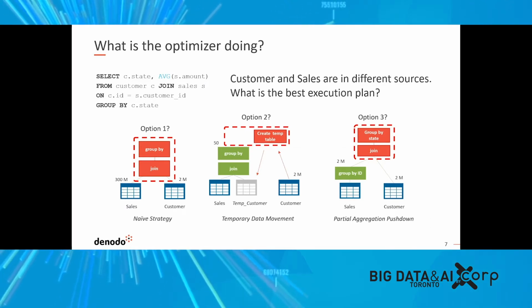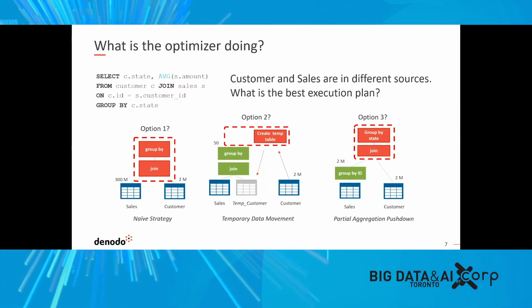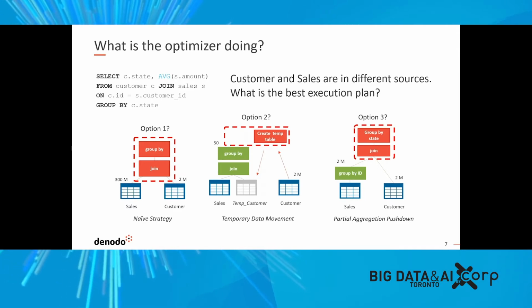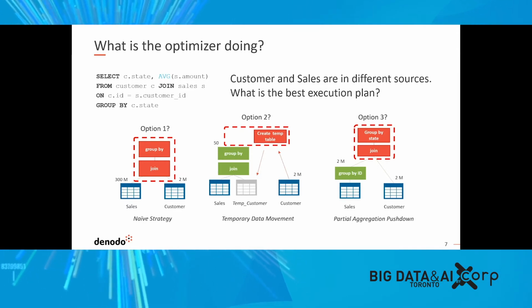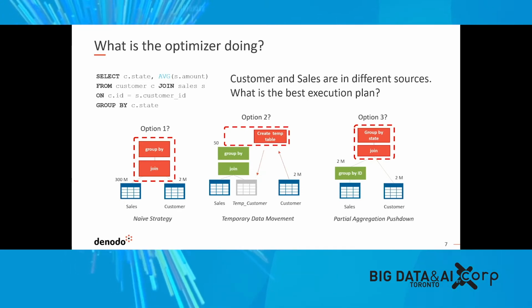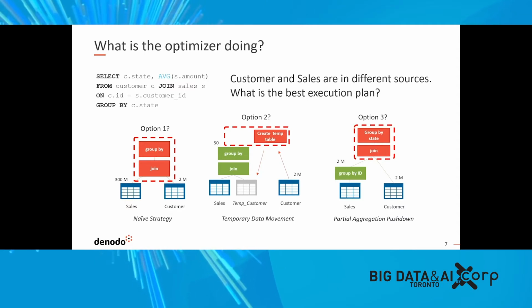This plan will copy the 2 million rows of the customer table into the sales database and have the sales database execute the join and group by in place. In this scenario, Denodo is acting more as a query coordinator than a query processing engine. Option 3 represents an execution plan leveraging partial aggregation pushdown.